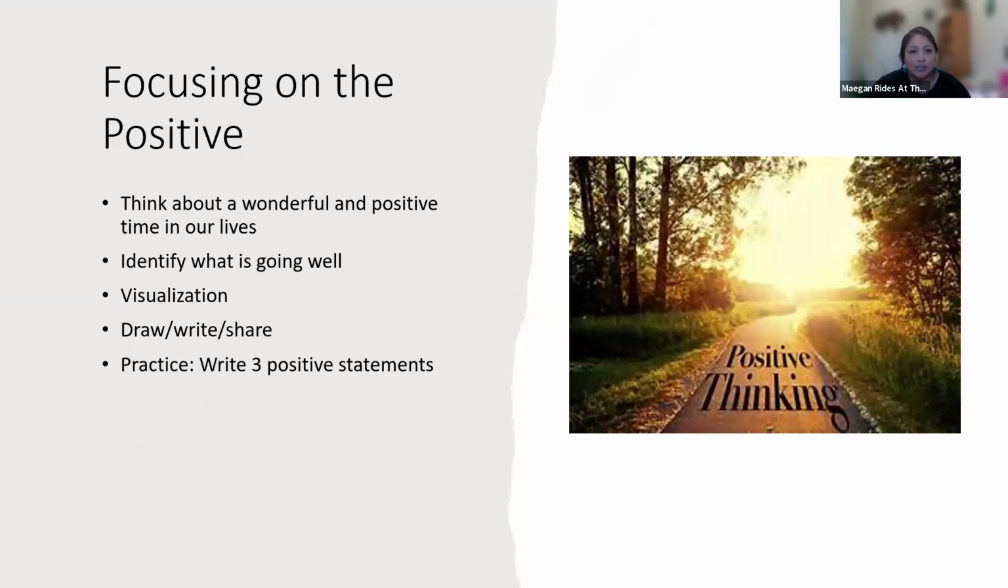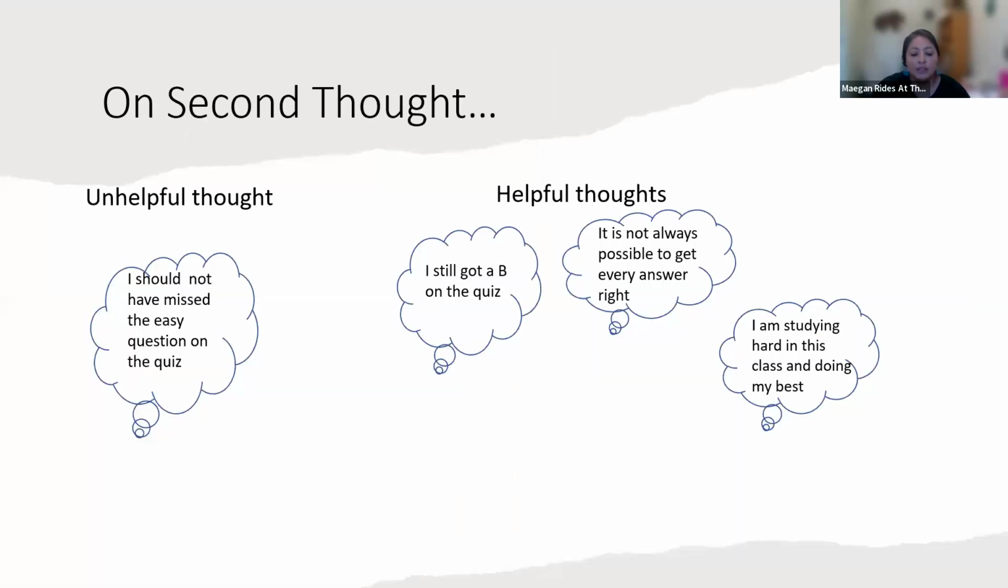And then we want them to focus on the positive. So thinking about visualization, thinking about positive thinking, identifying what's going well, focusing on strengths, visualizing, having that positive imagery, drawing, writing, sharing, and writing 3 positive statements about themselves. So helping them build a little bit of self-esteem in this way. And really shifting these unhelpful thoughts to more helpful thoughts.